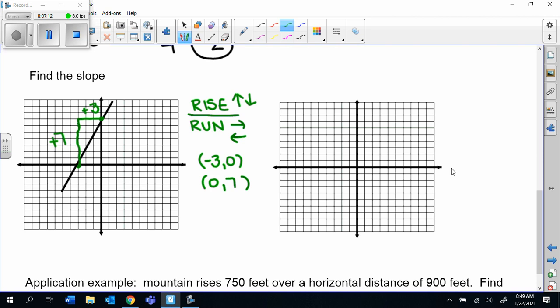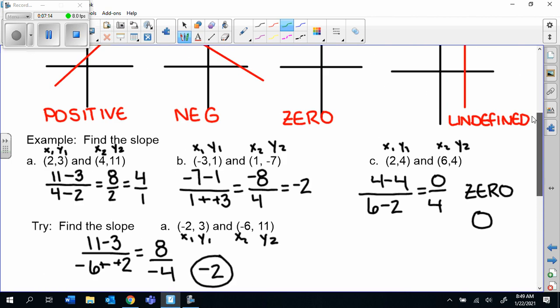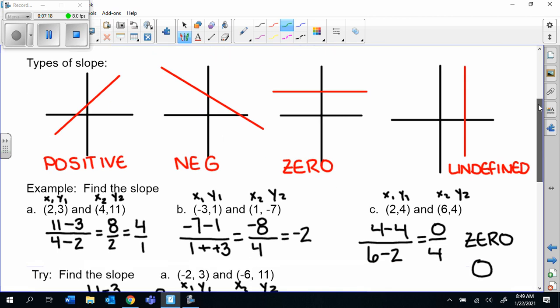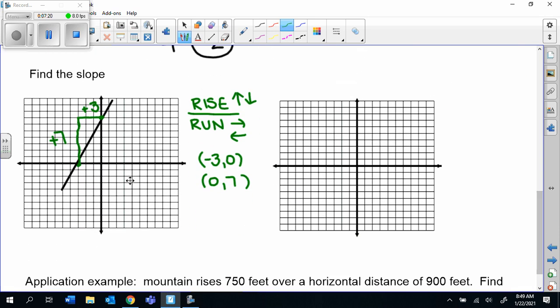You can tell by looking at my line that it looks like it's slanting up. It should be positive, so you can use that as kind of a self-check. Your slope here would be 7/3. Up 7, right 3.